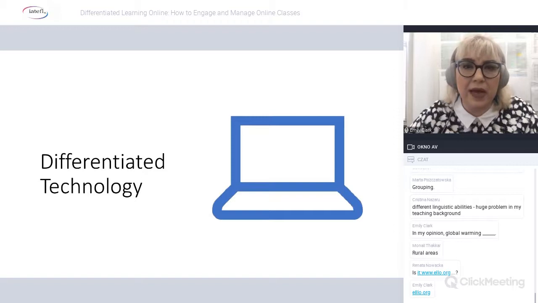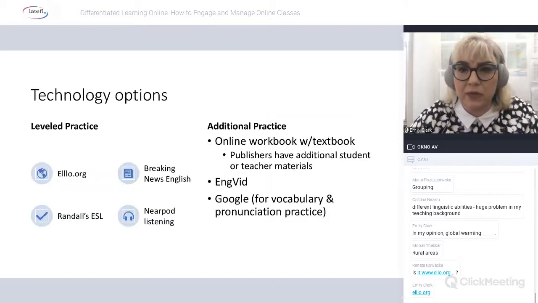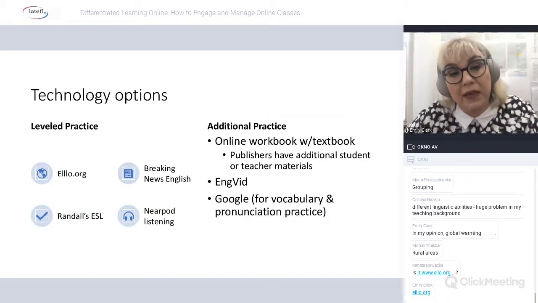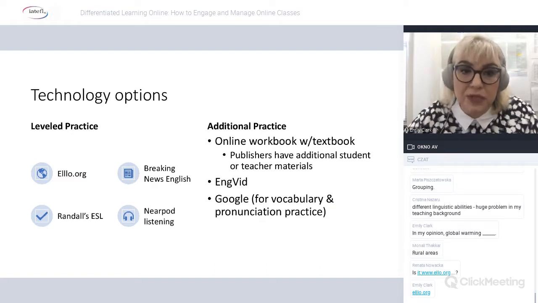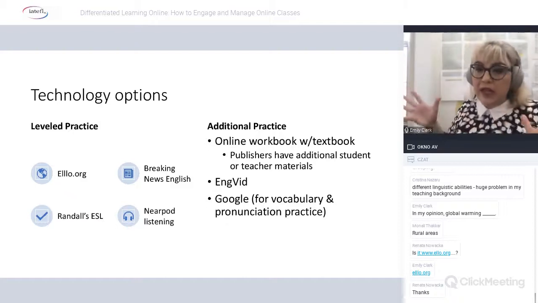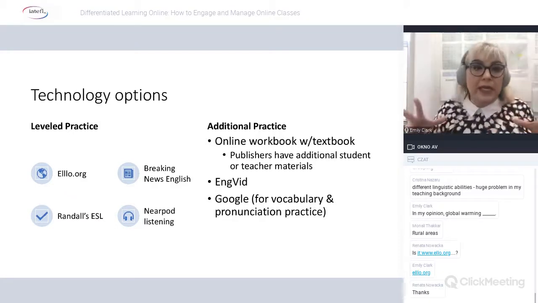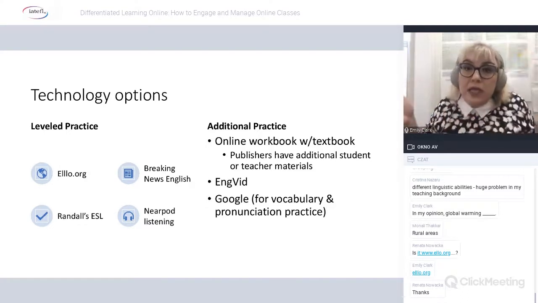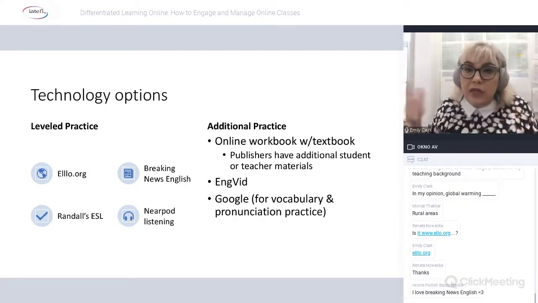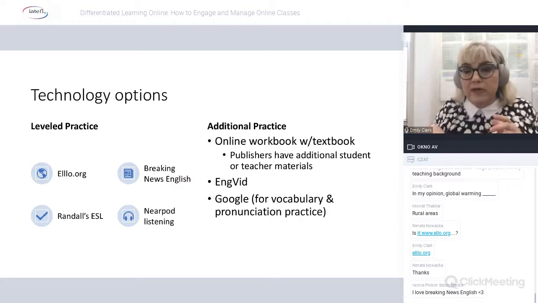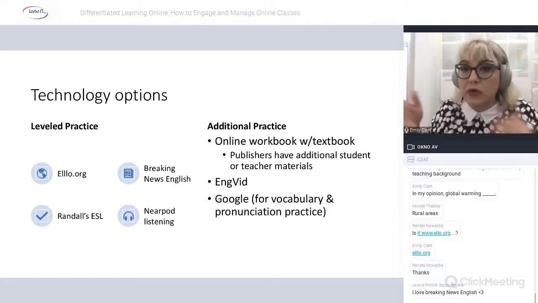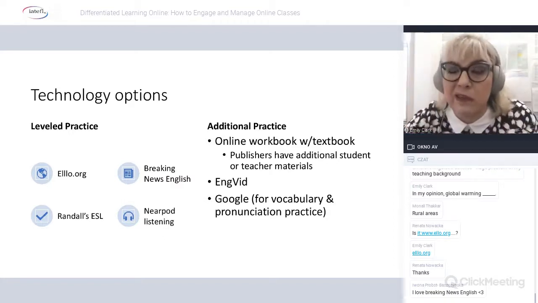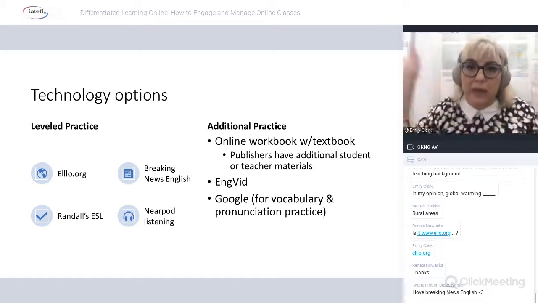And then again, lastly, what technology would I use? If you use ELLLO, there it is there, Randall's ESL, Breaking News English, Nearpod. There's so many things, you're welcome. There's so many things that you can find that have different levels so that they've already done the hard work for you, that students can find listenings at different levels. You can use this as a teacher or just send it to students and let them do it. Same thing with TED Talks too. Breaking News English, love everything about it.